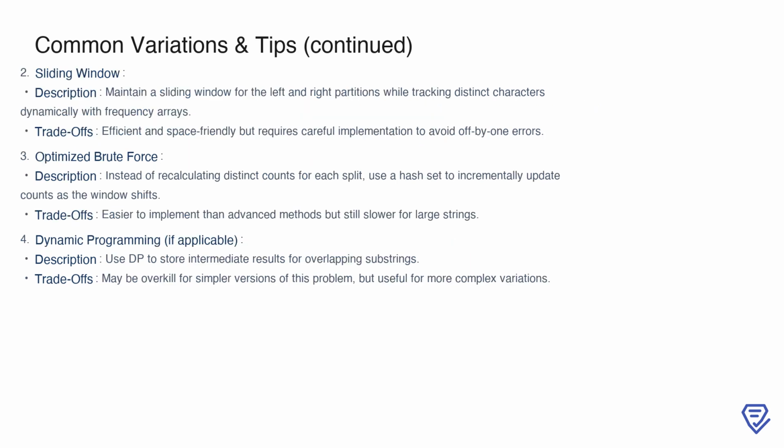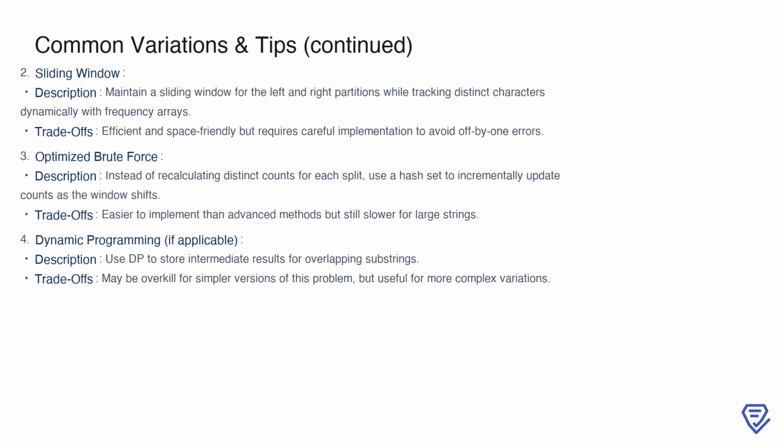Another efficient method is the sliding window approach. Here, you maintain a dynamic sliding window for the left and right partitions, updating distinct character counts as the window moves. This approach is both space-efficient and fast, but it requires careful implementation to avoid common pitfalls like off-by-one errors.